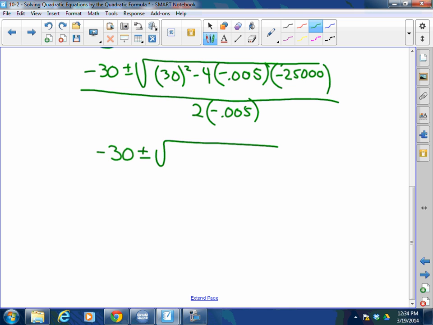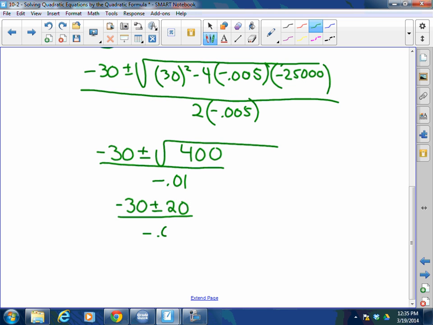That's going to equal 400 inside of here. Okay? That's the beauty of a calculator. 0.005 times 2, that's negative 0.01. And wait, yeah, that's correct. Everyone with me so far? So this comes out to be negative 30 plus or minus 20 over negative 0.01. This comes out to be negative 30 plus 20 over negative 0.01, comma, negative 30 minus 20 over negative 0.01.